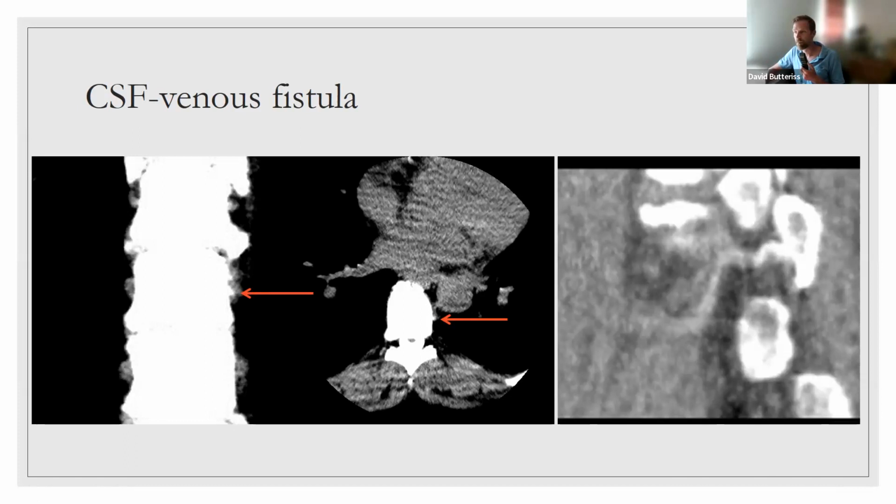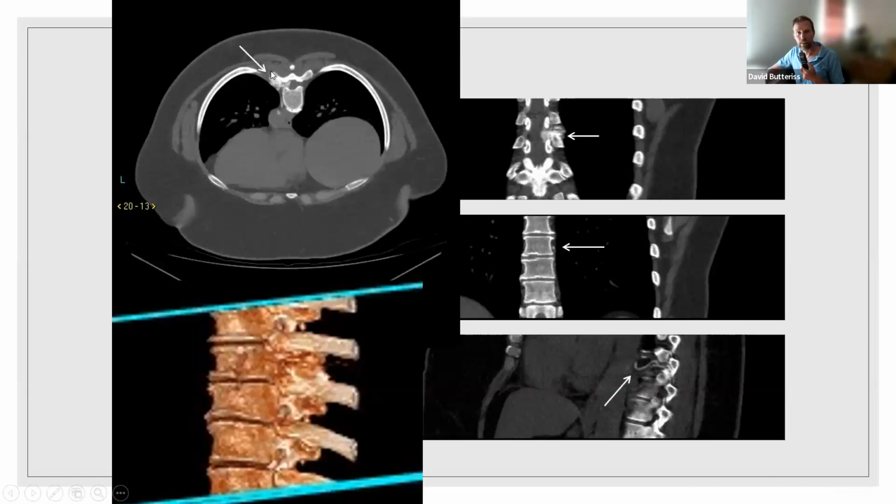And again, this is one that we treated with fibrin glue. We can see this is where our needles come into the foramen. We filled the foramen with glue, and what we can see here is opacified glue extending into the vein. And so this successfully obliterated the fistula. And again, 9 years later, she remains asymptomatic.